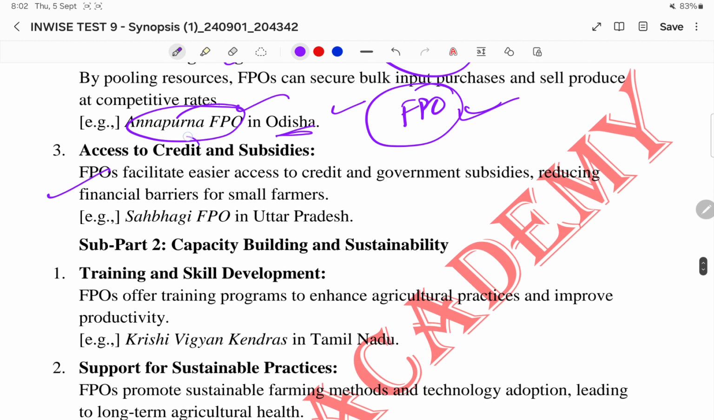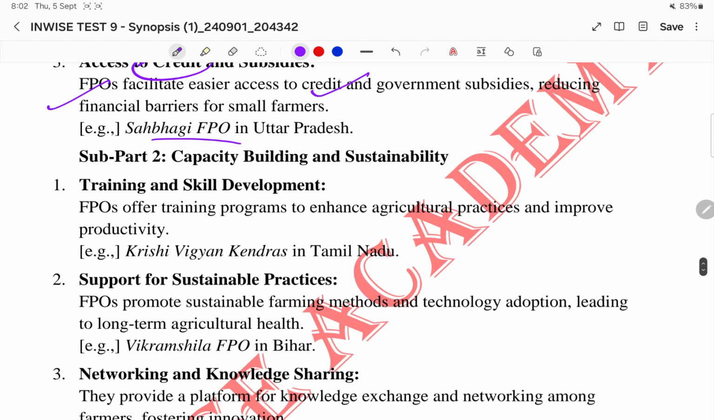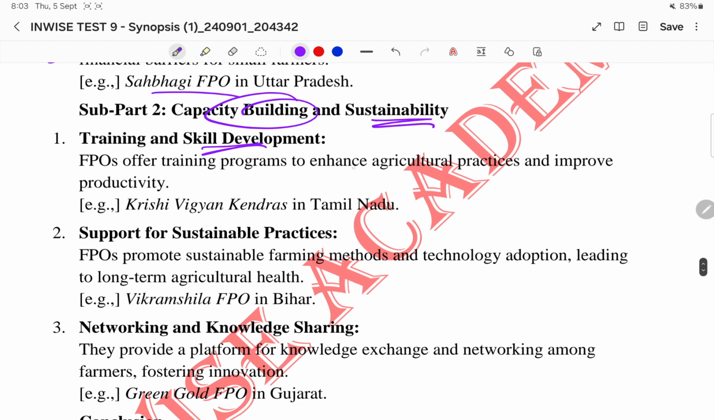Then access to credit and subsidies like loans, like Sahabagi FPO. Then come to capacity building and sustainability. Training and skill development. FPOs offer training programs to enhance agricultural practices and improve productivity, like KVKs in Tamil Nadu.